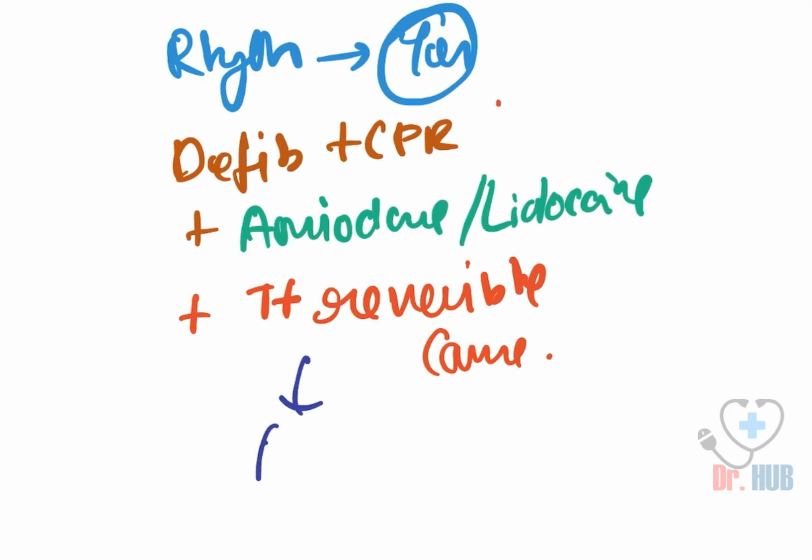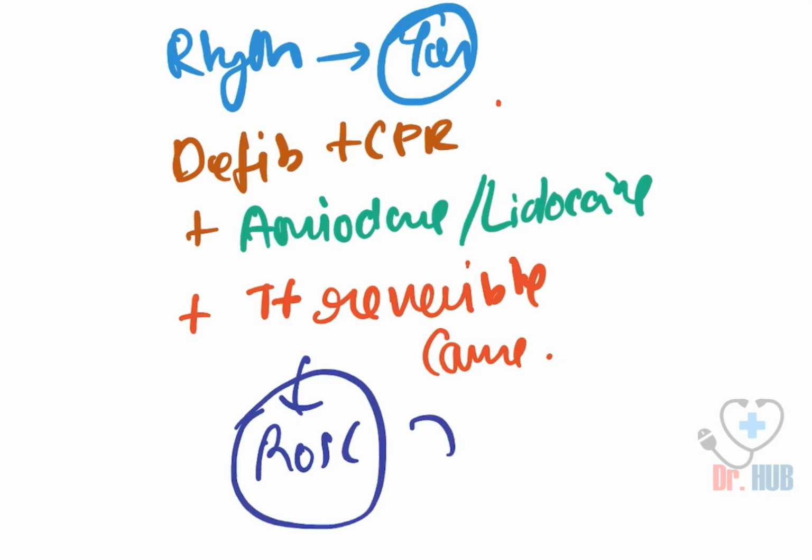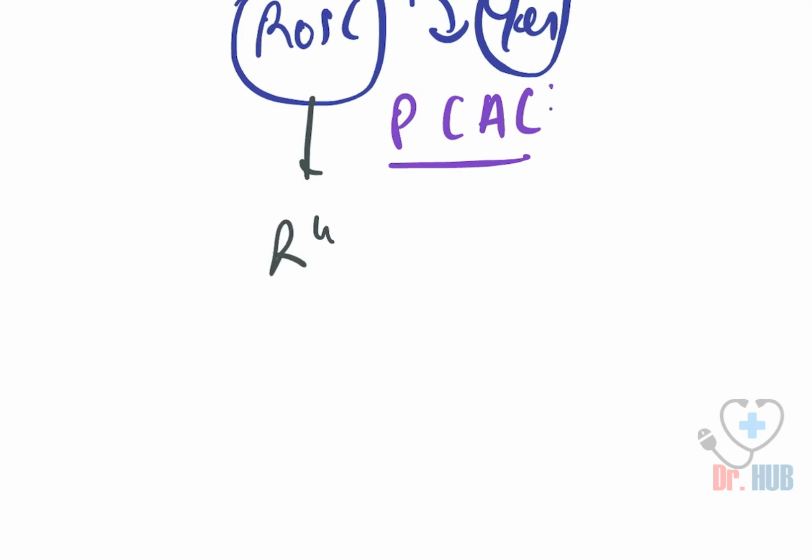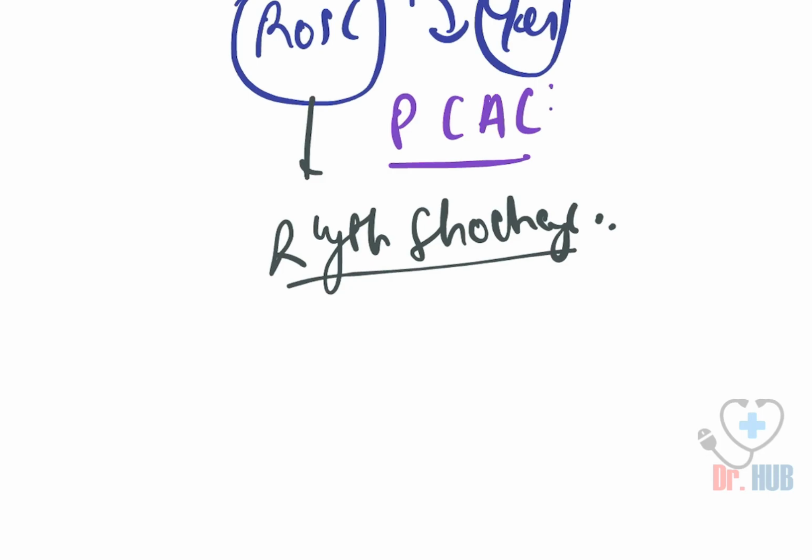Next, we look for the ROSC. In case the answer is yes, then we put the patient in post cardiac arrest care. And in case the ROSC is no, we go back to where we started, that is, is the rhythm shockable or not, and we check again.